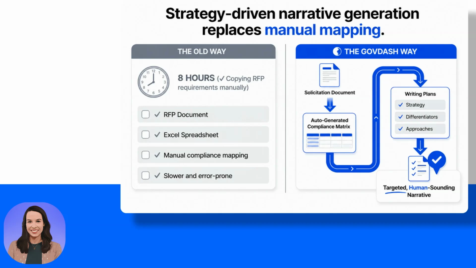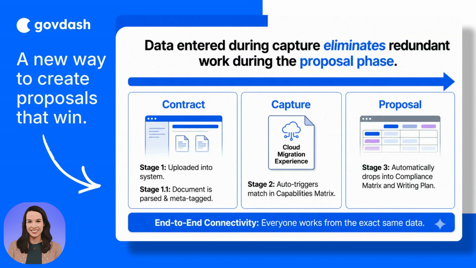We're going to show you this transformation in Session 4, and I promise you it's going to change how you think about proposal writing. These 3 areas, contract, capture, and proposal, are connected end to end. Anything you do in one area carries forward to the next. You never have to start over, and your whole team can work within the same system, from the capture manager tracking the pipeline to the proposal manager writing sections to the contracts team managing past performance. Everyone is on the same page, working from the same data.